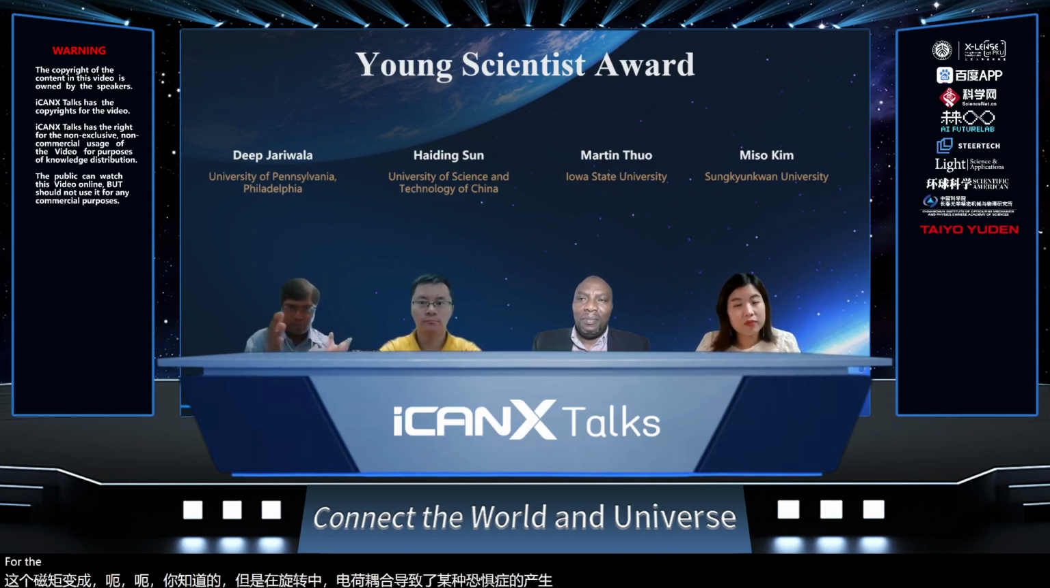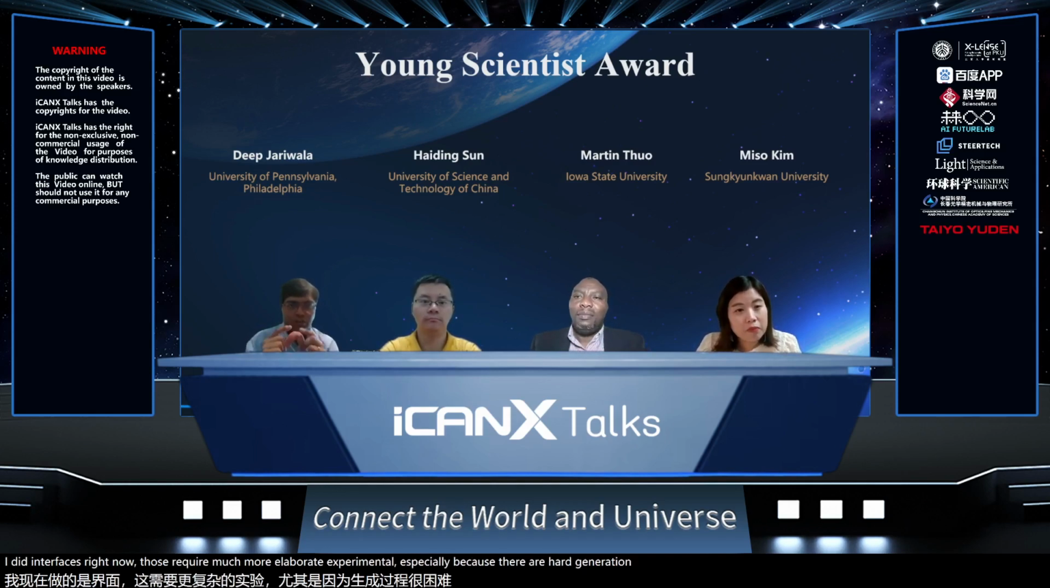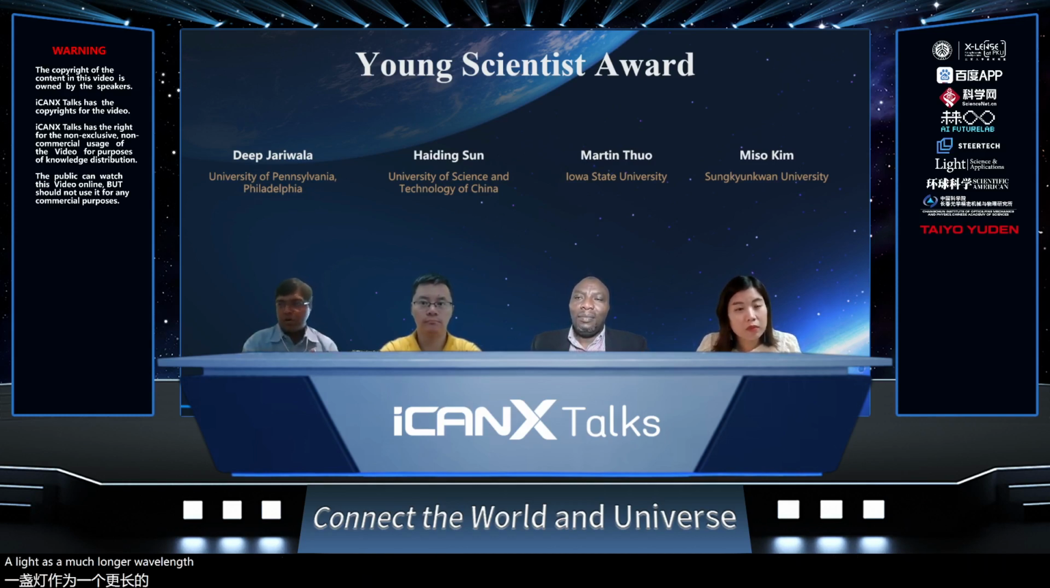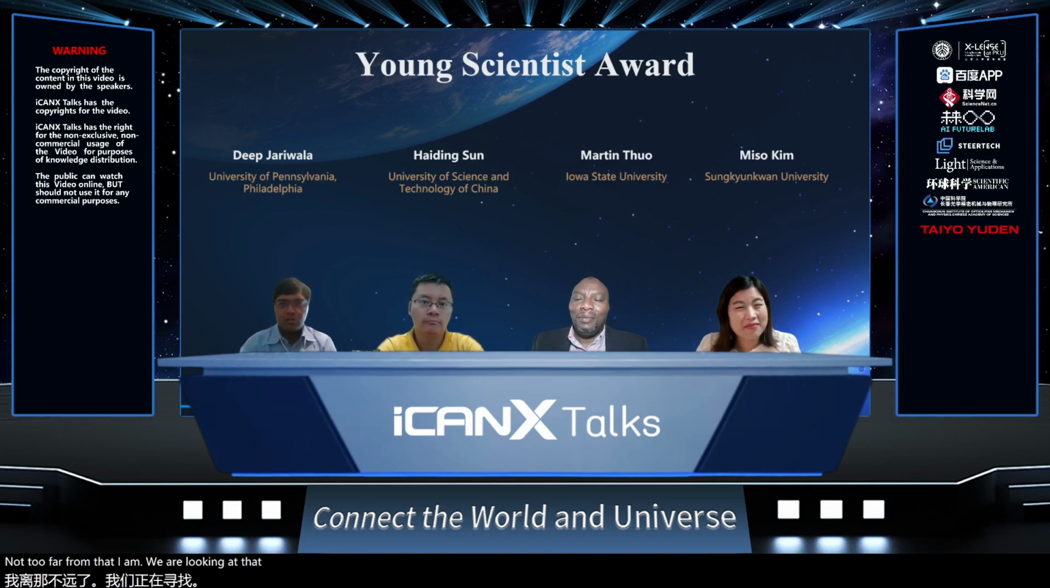So this boson fermion interaction that we talk about, there is a whole community of people in terahertz photonics that is trying to look at that as a function of magnetic switching: can you generate short terahertz pulses at these interfaces, right? Now those require much more elaborate experiments, especially because terahertz generation requires also a larger area of the sample, just because terahertz light has a much longer wavelength. And so I am not actively working on it, but I have plans on it. I have written proposals in that regard. And then there are other collaborators, some at University of Delaware, not too far from where I am, who are looking at this actively. So it's a very exciting future prospect that you brought up.